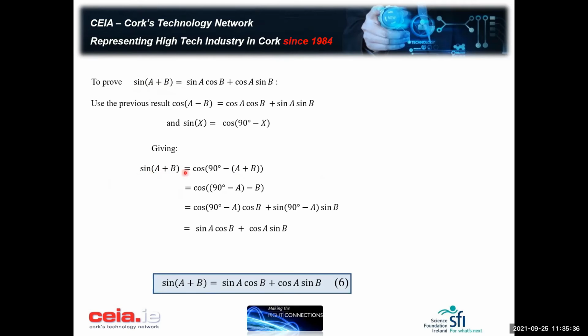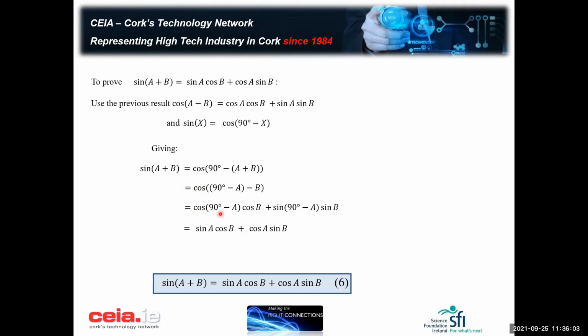So we're looking for the sine of A plus B. We work out the cosine of 90 degrees minus the angle A plus B. Rearranging that, it works out to be the cosine of 90 minus A minus B. And now we've got the cosine of the difference between two angles, which we have the formula for.